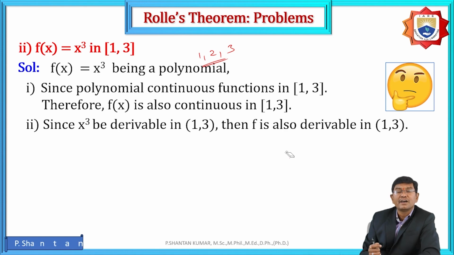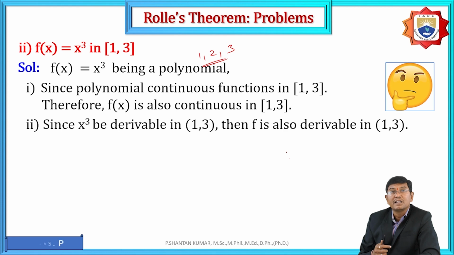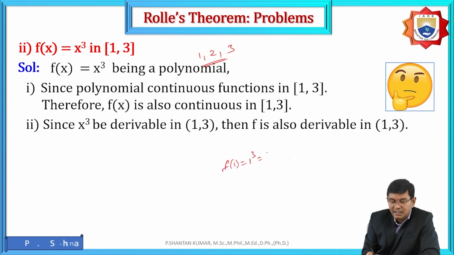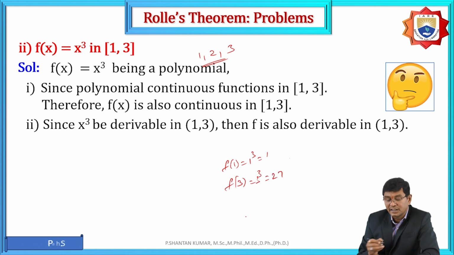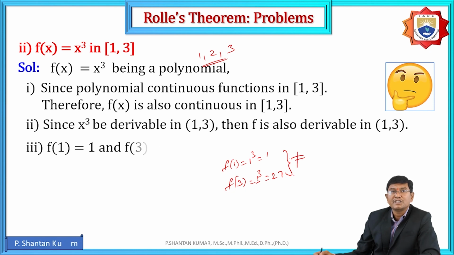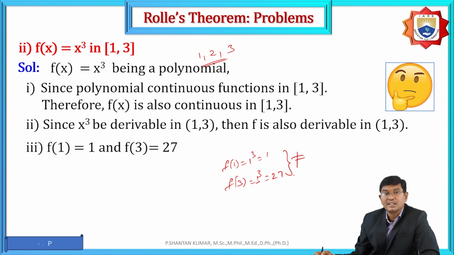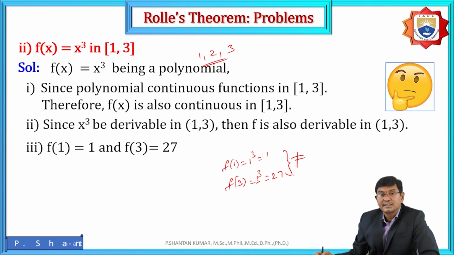f of a is nothing but the value at x is equal to 1, which is 1 cubed, nothing but 1, and f of b is 27. Based upon this third condition, they are not equal. Therefore, f of a is not equal to f of b, so the same values are not satisfied.